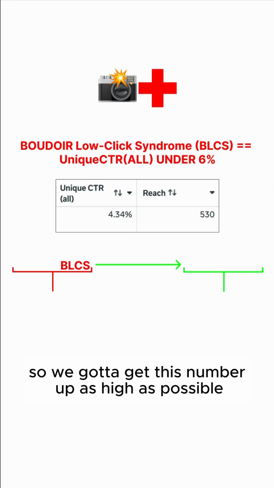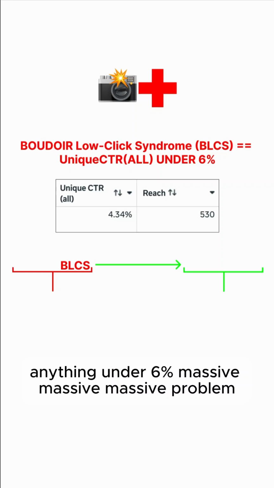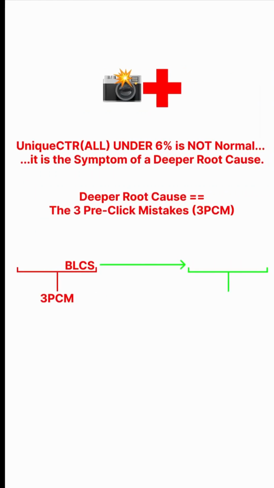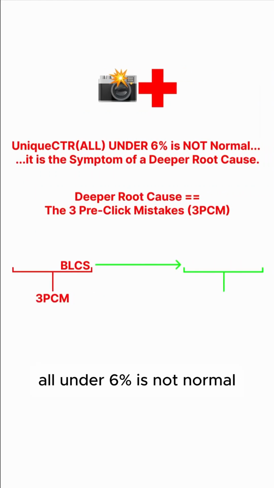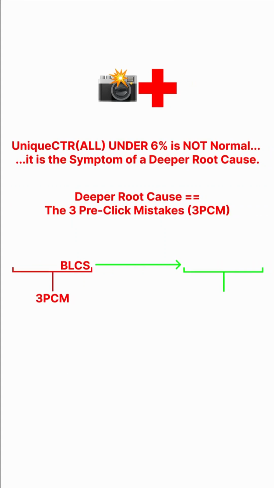So we gotta get this number up as high as possible. 6% is the absolute minimum floor. Anything under 6% is a massive, massive problem, because a unique CTR all under 6% is not normal. It is a symptom of a deeper root cause, and that deeper root cause is the 3 pre-click mistakes.